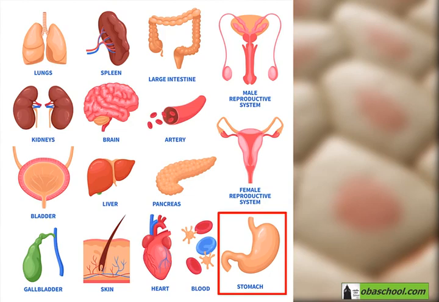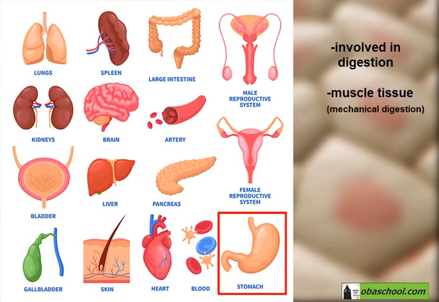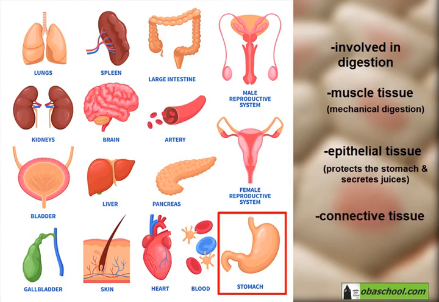It is involved in digestion of certain types of food. In this organ, that is the stomach, we have the following types of tissues. We have muscle tissue that is used to mechanically break down the food and mix the contents of the stomach. We have epithelial tissue that protects the stomach wall as well as produces secretions of certain juices used in digestion. And we have connective tissue to hold together the other tissues.